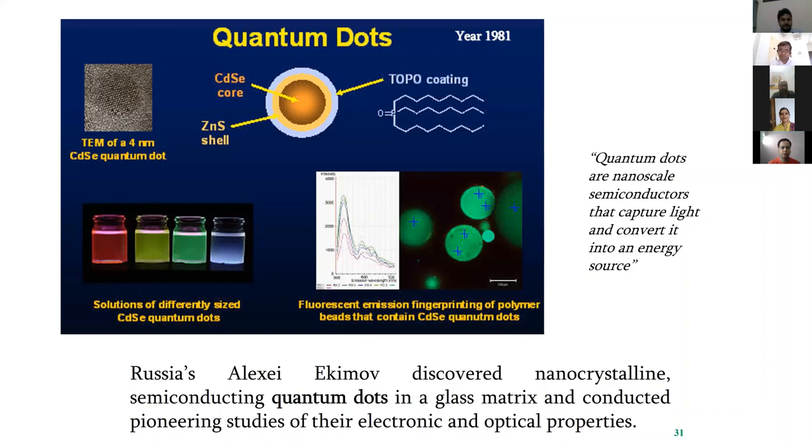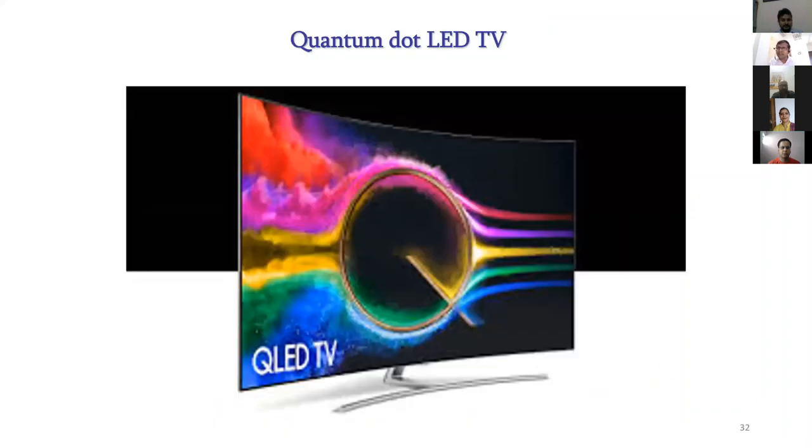There are several uses. One of them is the quantum dot LED TV, QLED TV. It has been in the market for the last few years, right? You get a very high resolution picture quality in your TV. They're expensive, but you can see an application of a fundamental discovery in nanoscience going directly to a consumer product.